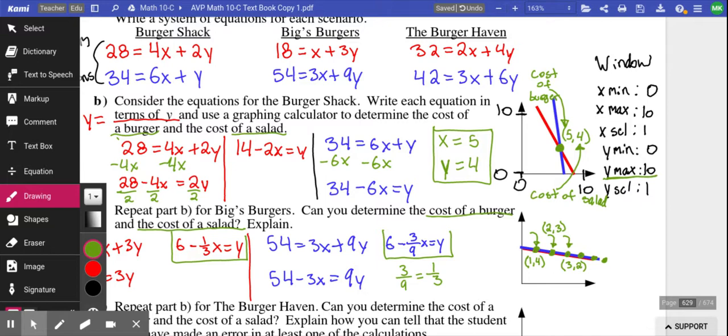We call this infinite solutions because the lines are perfectly on top of each other. They cross over and over and over and over again.